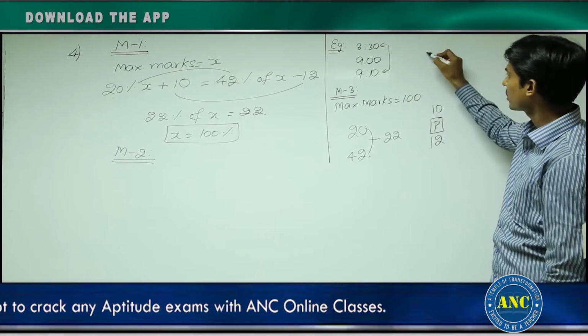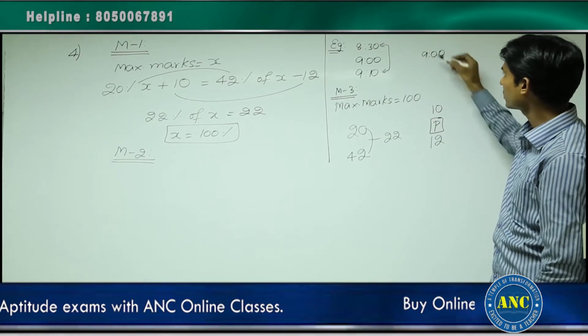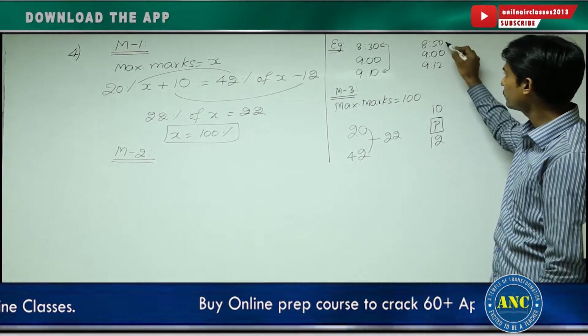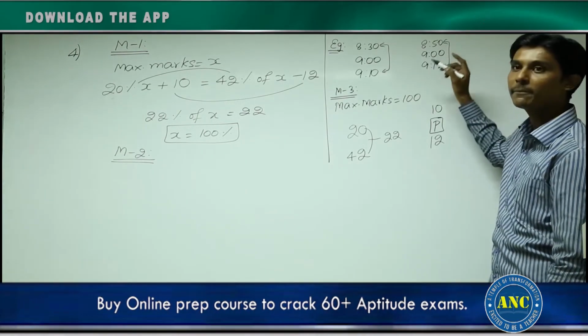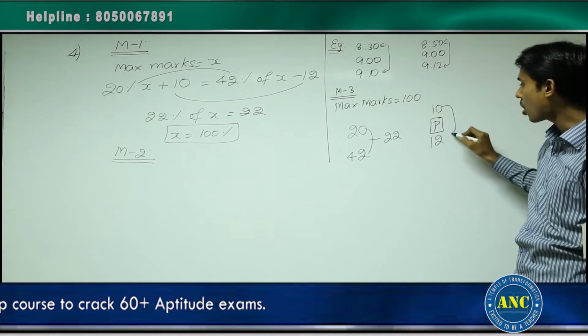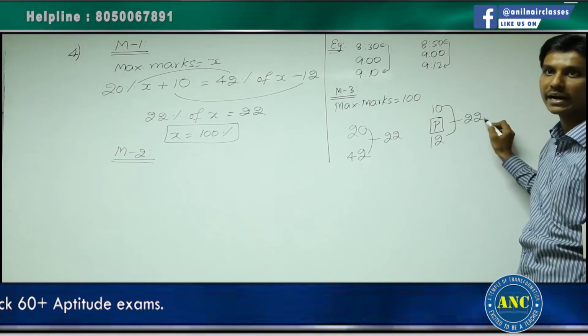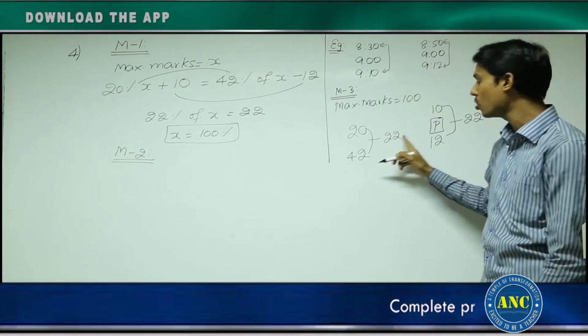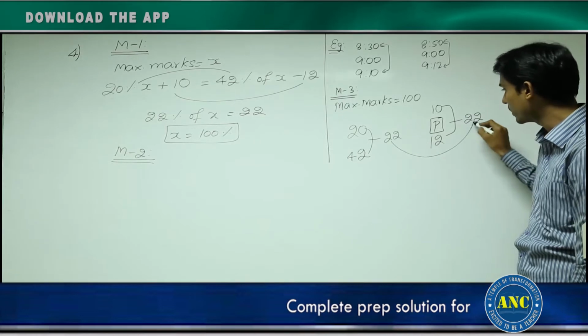10 minutes early, suppose it is 9 o'clock, means 8:50. 12 minutes late means 9:12. 8:50 and 9:12. What is the time gap? 22 minutes. That is nothing but the difference between both of them. According to the question it is also 22. According to me the difference is 22. According to the question also the difference is 22.